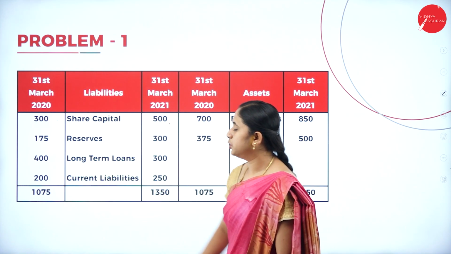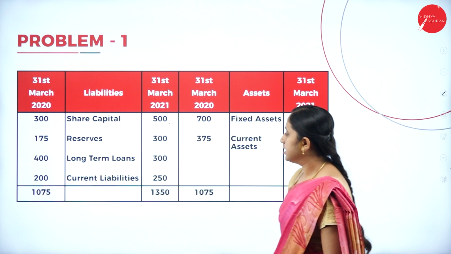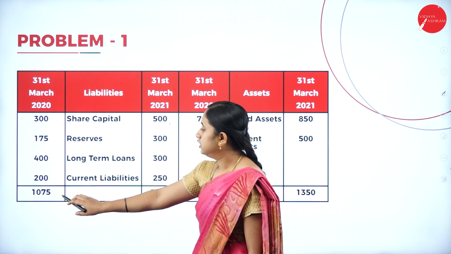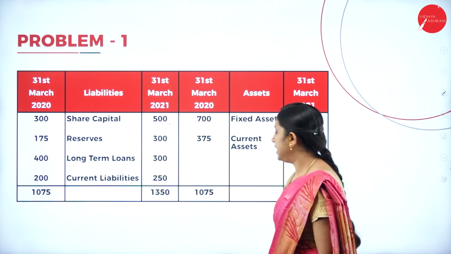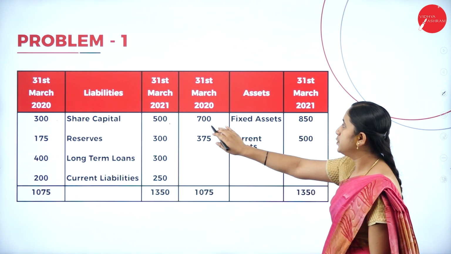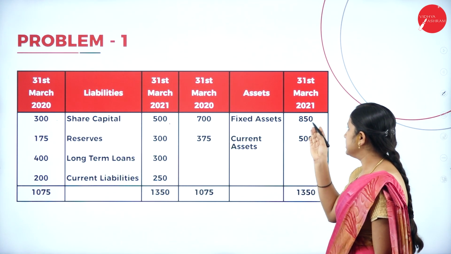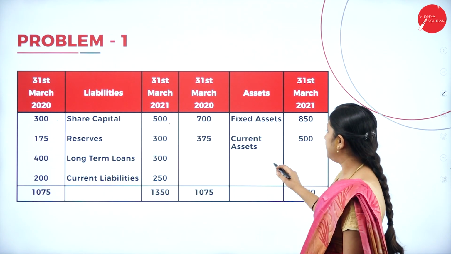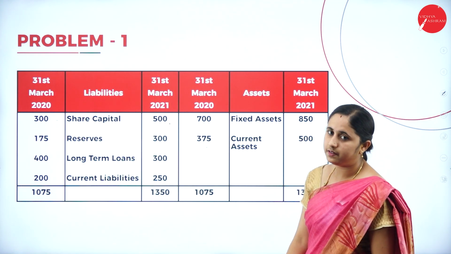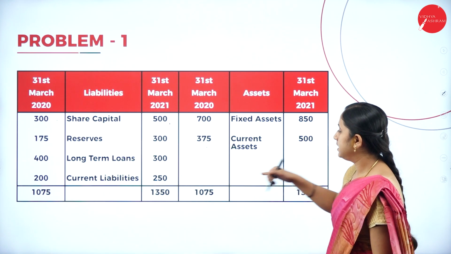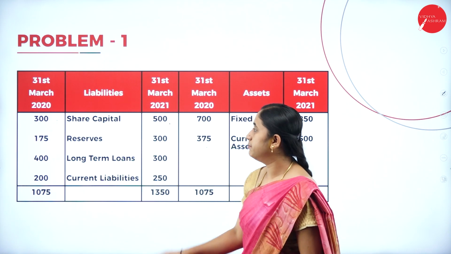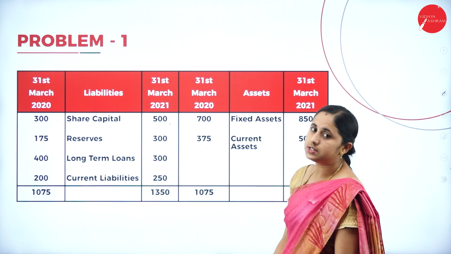Long-term loans 400 and 300. Next, current liabilities 200 and 250. Total of previous year 1075 and total of current year 1350. Then assets: fixed assets 700 in the previous year and 850 in the current year. Then current assets 375 in the previous year and 500 in the current year. So total 1075 and 1350. This is the given data, and from this we need to calculate the fund flow statement.